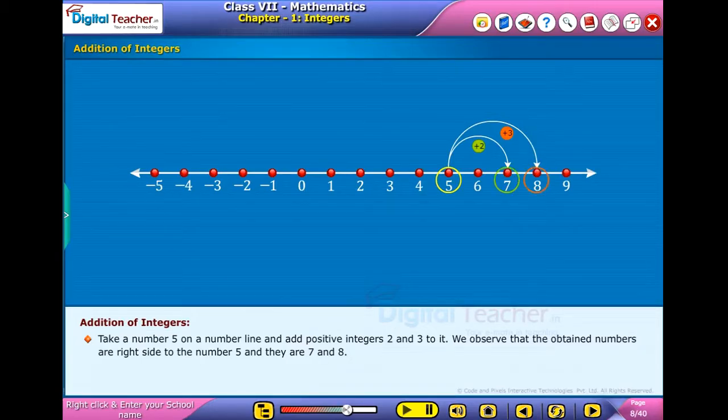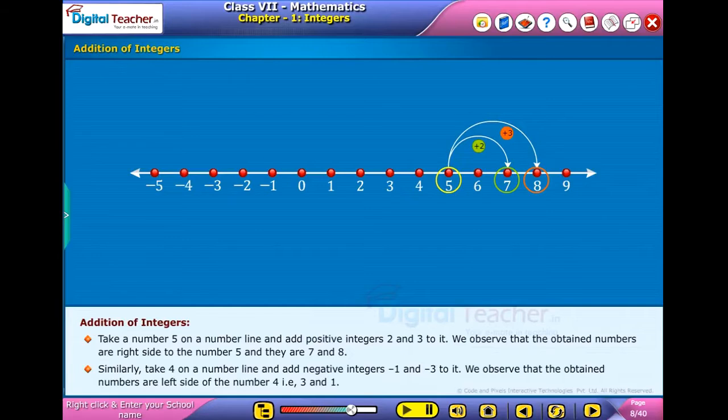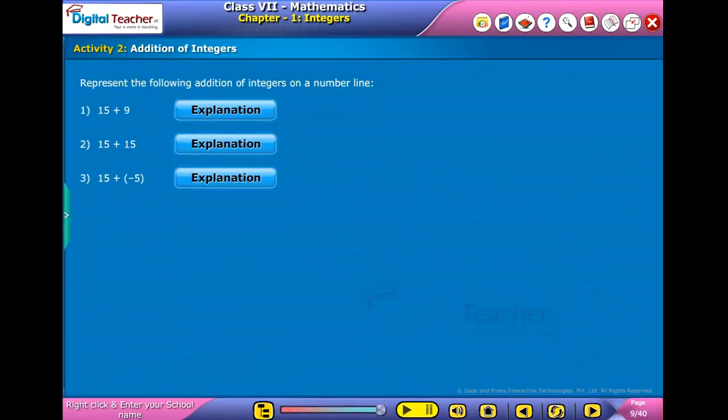8. Similarly, take 4 on a number line and add negative integers -1 and -3 to it. We observe that the obtained numbers are left side of the number 4, that is 3 and 1. Let us do an activity to represent the addition of integers on a number line.